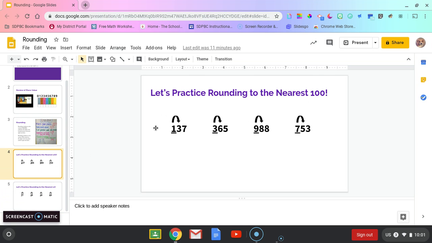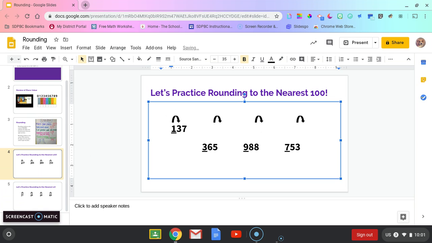Let's do this one first. Let's practice rounding to the nearest 100. All right, 137. I've already underlined the digit in the hundreds place, which is 1.